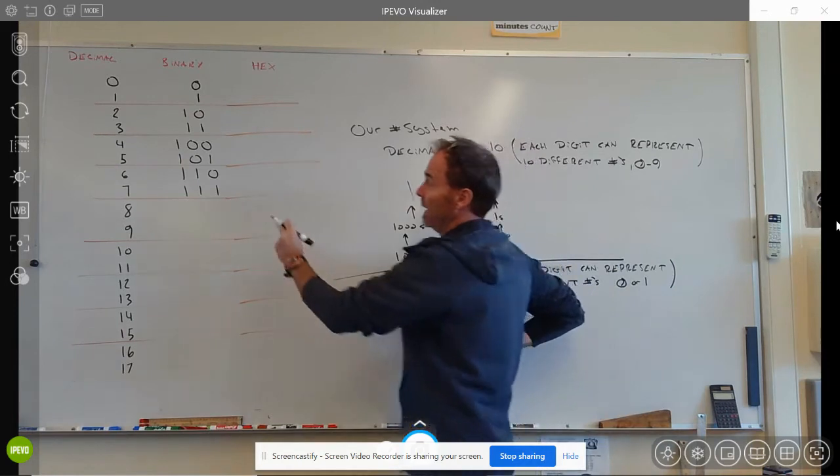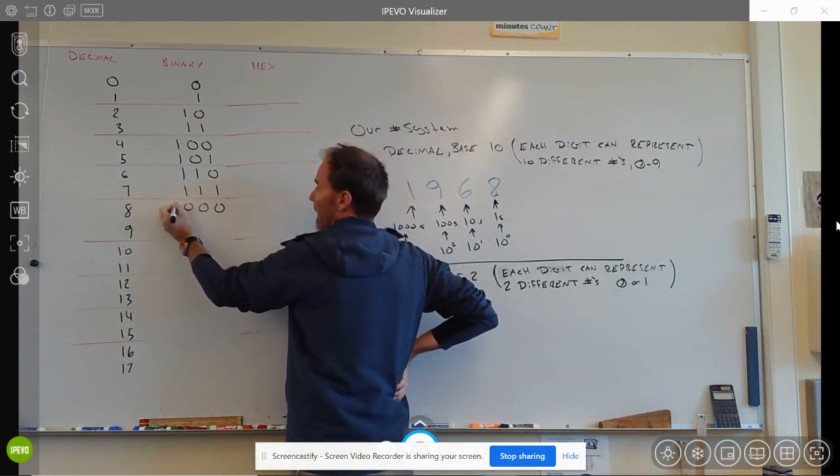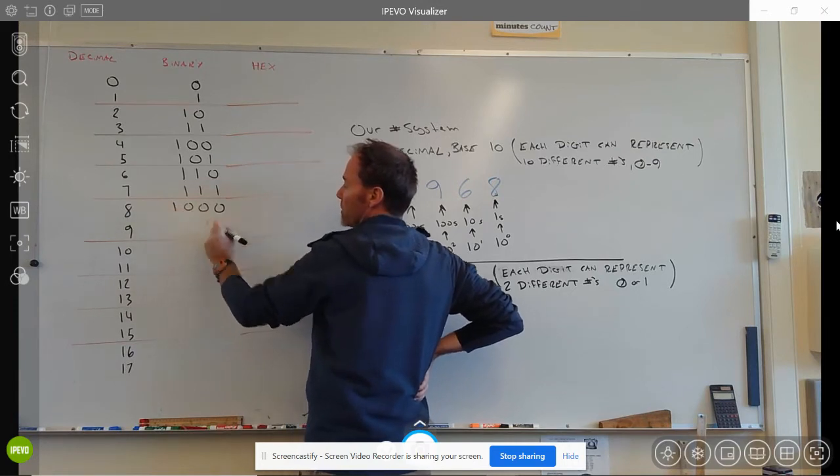Now I'm at 8. I can't go any higher, none of these digits can go any higher, so I add 1 out. 1, 0, 0, 0 is 8.